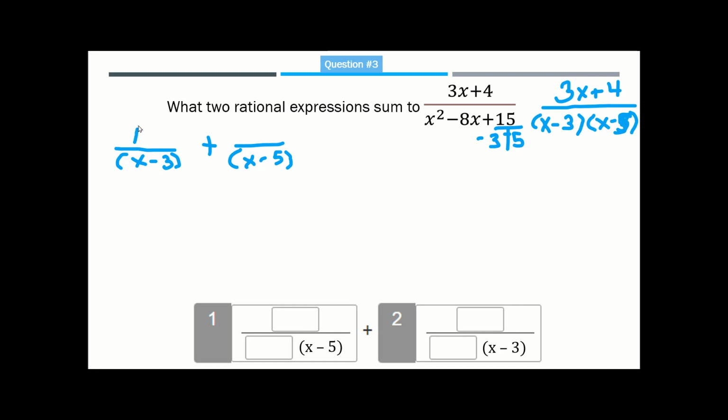I don't know what those numerators are yet, so I'm going to use a variable, capital A for the first part and capital B for the second part, because it could be a simple number or it could be a more complex expression. And we want that to equal our original fraction, 3x plus 4 over x squared minus 8x plus 15.